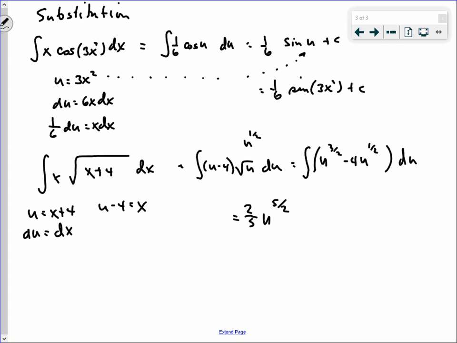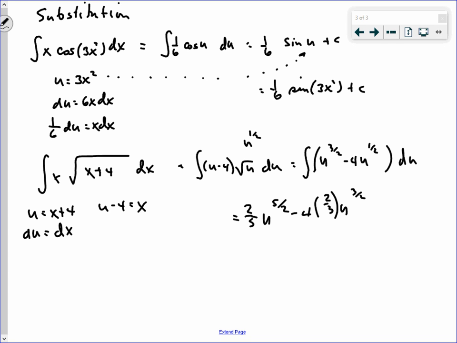Okay, now the first term. We have u to the 5/2, so it's going to be 2/5 of that, because when I take the derivative, the 2/5 and the 5/2 will cancel. Now the next term: the 4 is there already, and u to the 1/2, you have to add 1, so u to the 3/2, and then you divide by your new power, making it 2/3.